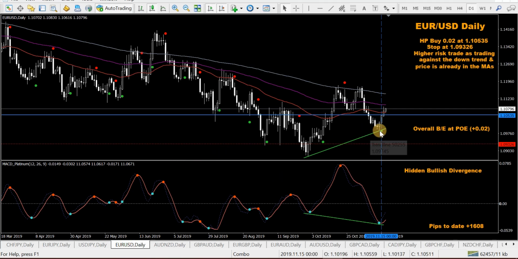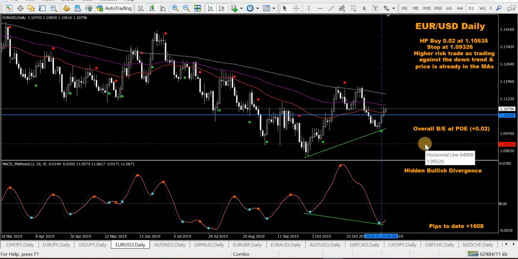Euro USD, took a buy on Friday. Again, similar to Euro Yen, I think it was. High risk, similar. Price is already at the MAs, downtrend, high risk. But I like this hidden bullish divergence. Hidden bullish divergence is generally with the trend. So it's probably saying that this is an uptrend now, and it may continue up. It could just roll over and go to the downside.